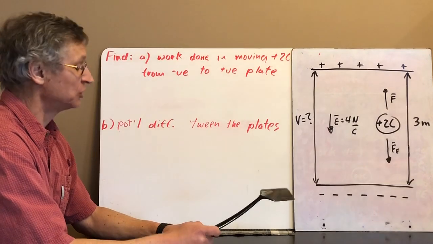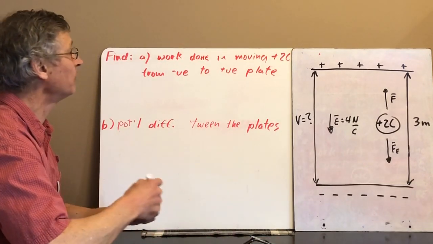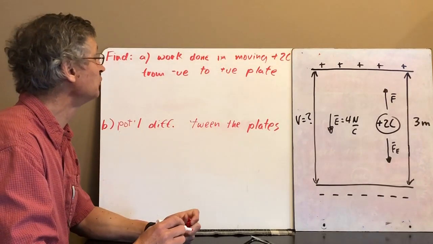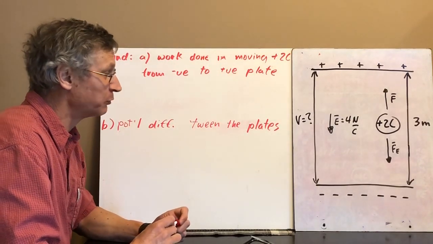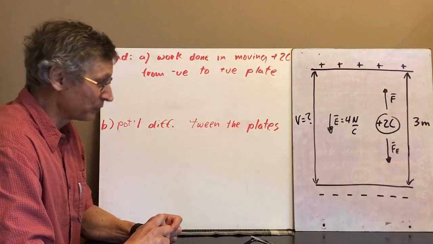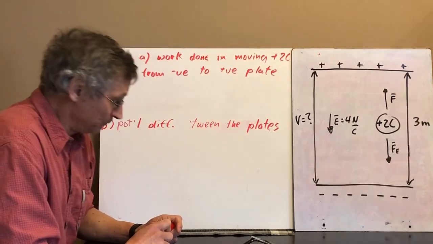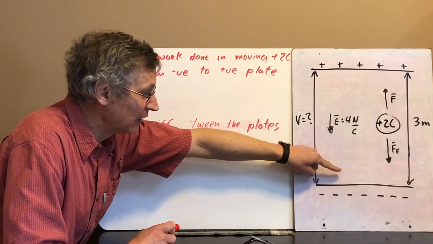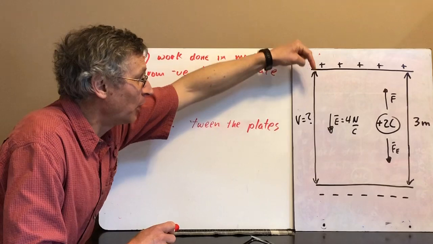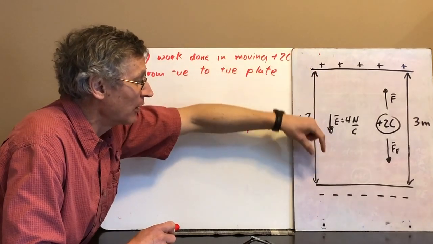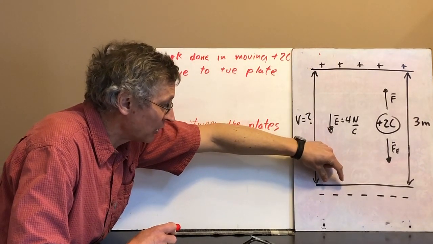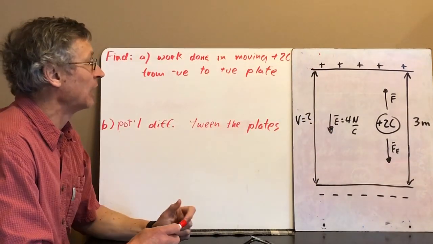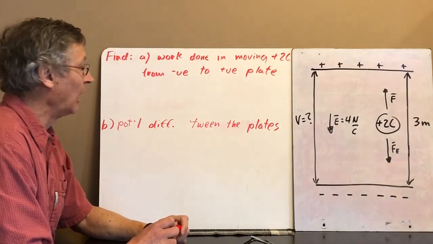But for now, let's just see if we can figure out, like it says here, the work done in moving positive 2 coulombs from the negative to the positive plate. So first of all, convince yourself that if you have positive 2 coulombs of charge down at this negative plate, the negatives are pulling it down, the positives are pushing it down. You're really going to have to do work on it to get it from here to here. Okay, the question is, how much work?